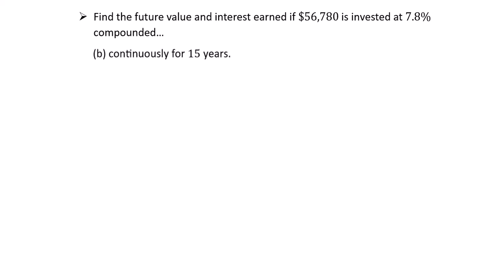Now let's find the future value and interest earned if that $56,780 is invested at 7.8% but compounded continuously for 15 years. Remember, that formula is A of t equals P e to the RT. My principal is the 56,780, e to the rate 0.078, time is 15, and this will be the amount in the account after 15 years.